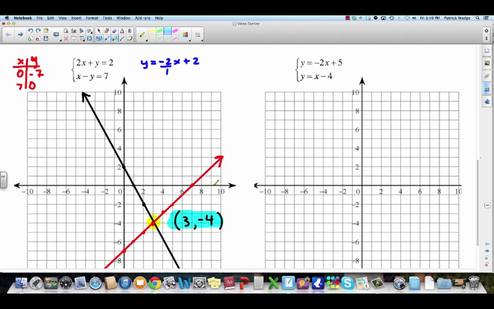Now, maybe you don't believe me. You're like, well, I'm not sure if that's really actually true. Let's try it out. Let's make sure it is actually that answer. If I put 3 here and negative 4 here, what do I get? Well, 2 times 3 is 6, and then plus negative 4 is 2. It works. If I put 3 here and negative 4 here, I get 3 take away negative 4. That equals 7. It works. This is absolutely the point that works. This is solving by graphing.